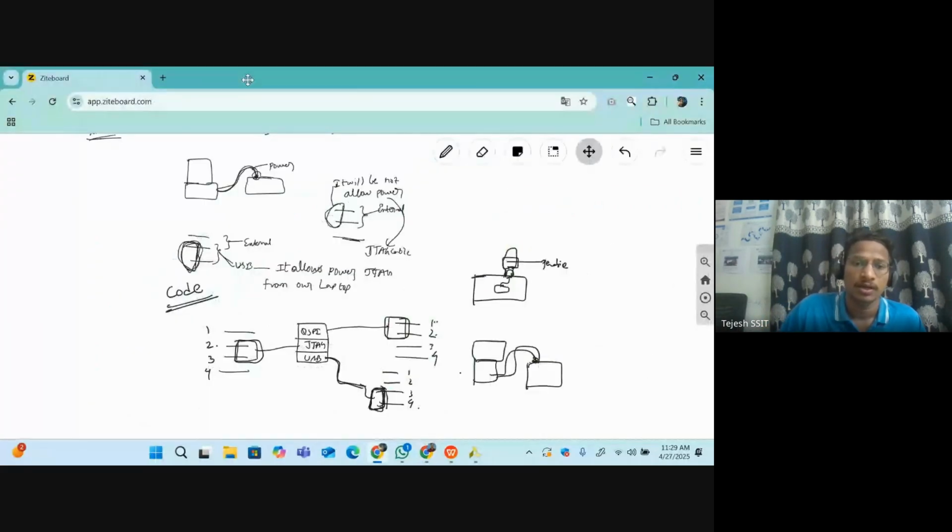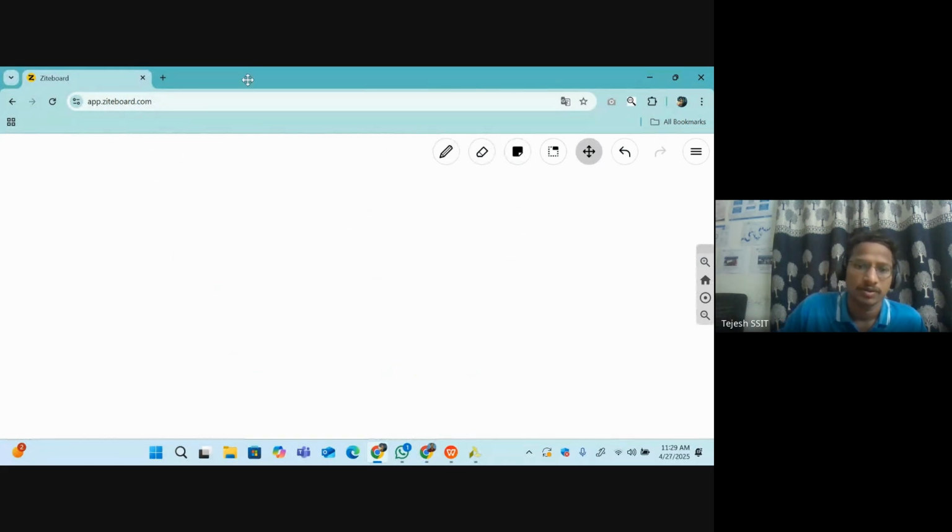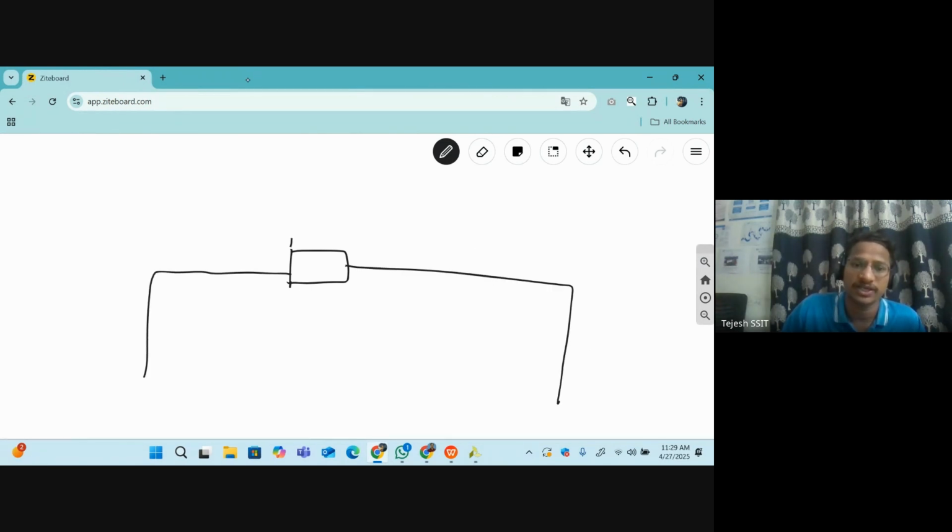Coming to this one, see, I will show the board also. This is the JTAG cable on our FPGA board. This is our FPGA board, this is our JTAG cable. This is the on and off switch. Here there are 3 pins.